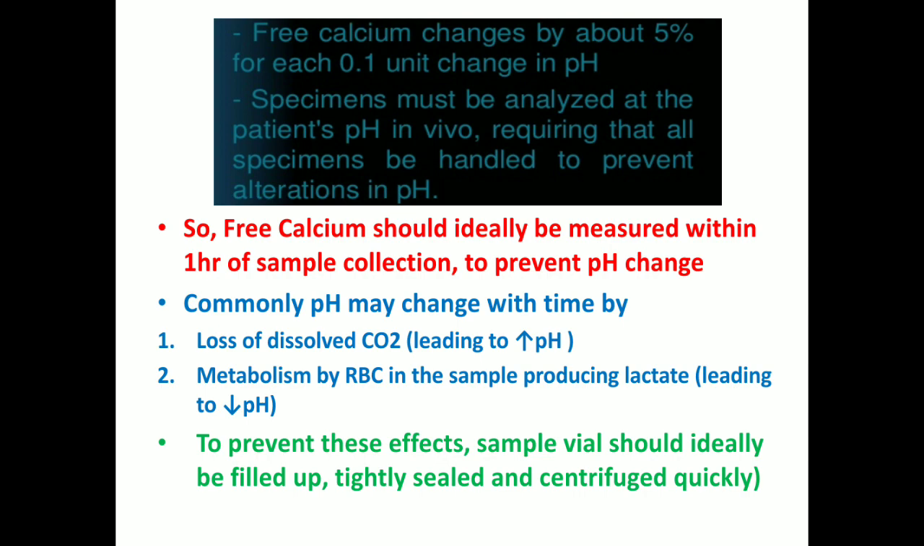and pH cannot increase. And secondly, as quickly as possible you centrifuge the blood. You centrifuge the blood so that the serum or plasma, whatever the collection you have done, can be separated, so the RBC is no longer present in the sample and it cannot metabolize and produce lactate and decrease the pH.